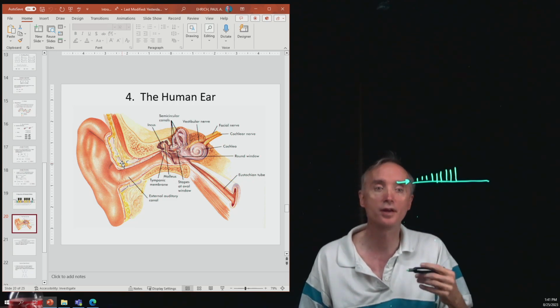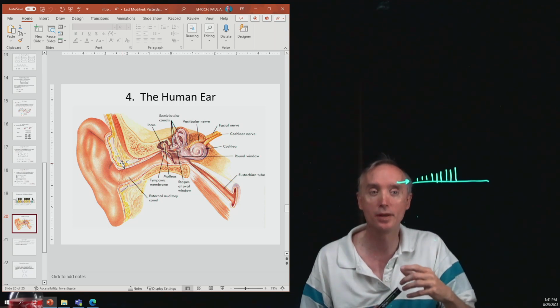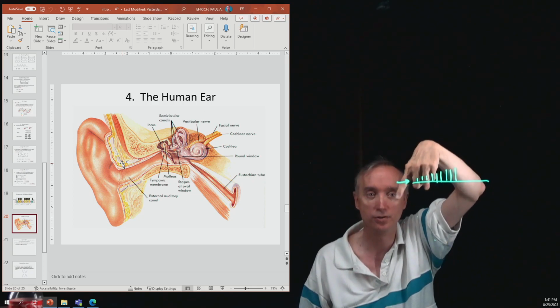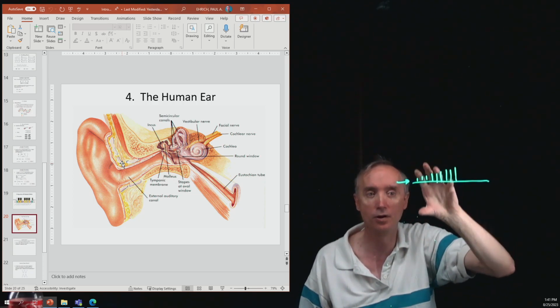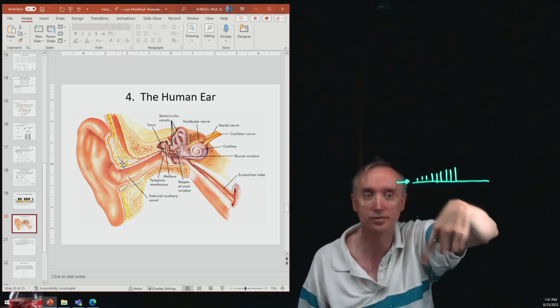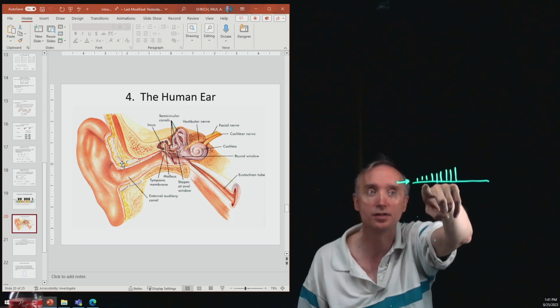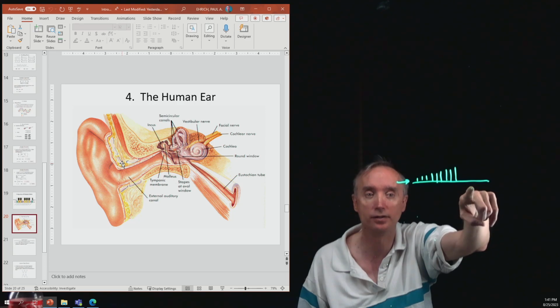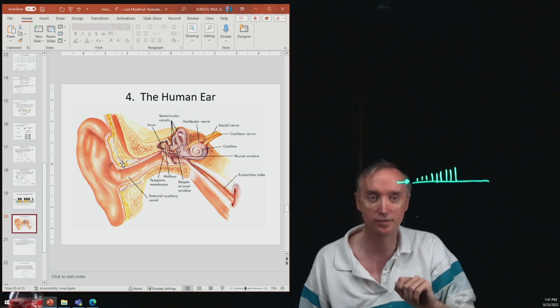So why are the hairs different sizes? Because they kind of act like little pendulums. When we talked about harmonic motion, you had pendulums that would swing like this, but then a longer pendulum would swing like this. It would swing slower. So depending on these little hairs that are in the cochlea, they are going to vibrate at different frequencies.